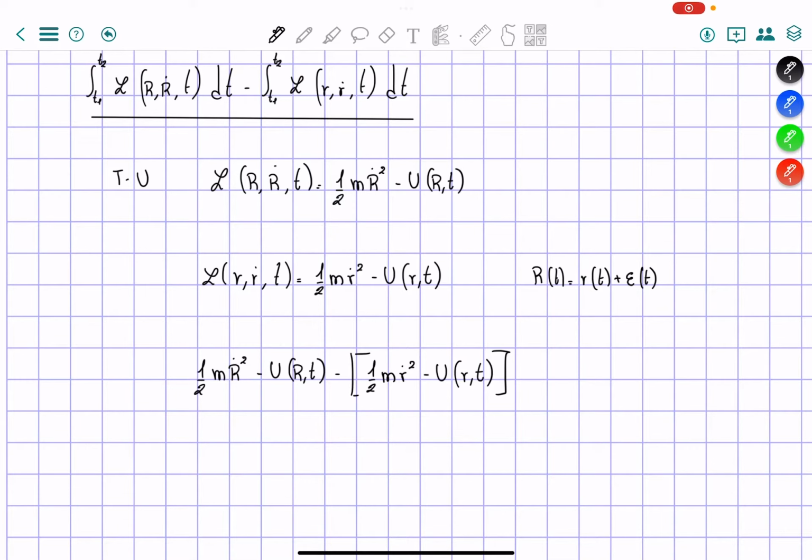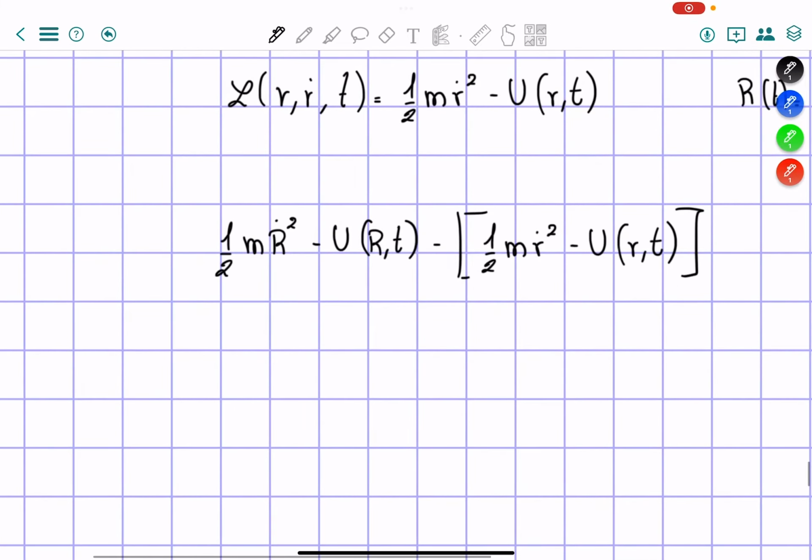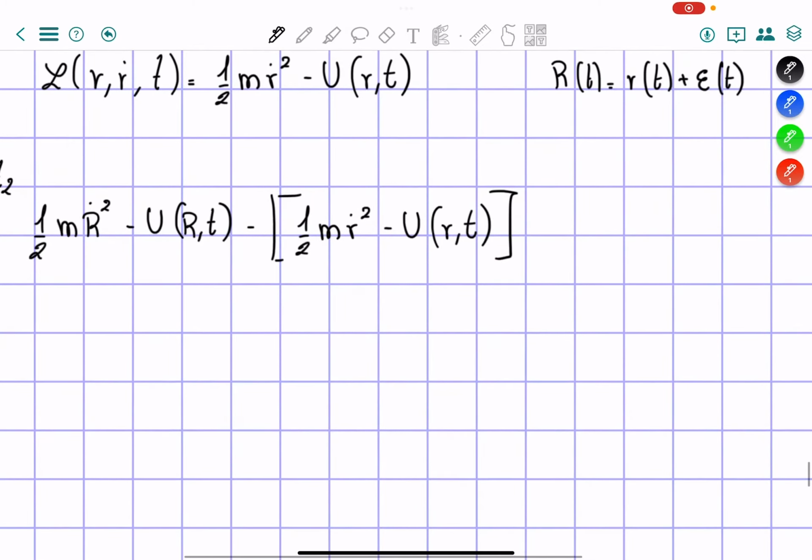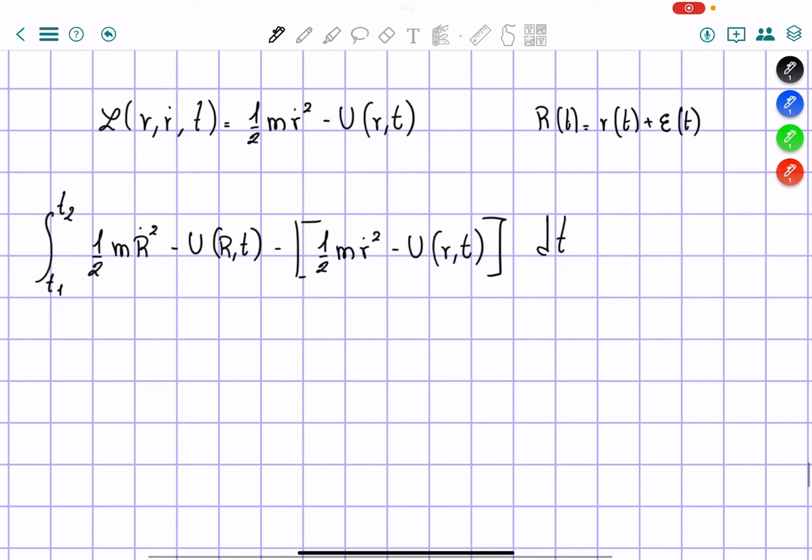And of course, we know it's going to be the integral of this, t1, t2, everything in terms of dt. Okay, and I want to substitute, instead of using capital R, small r plus epsilon. So plus the epsilon, sorry.